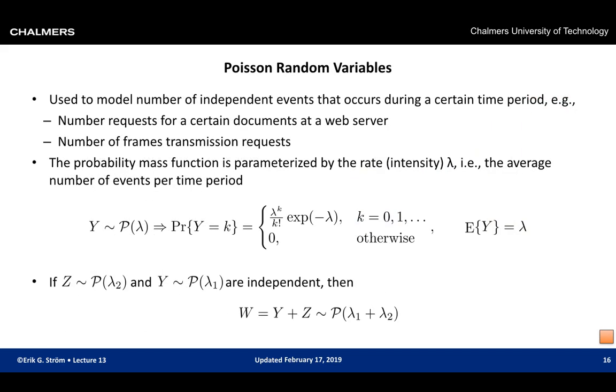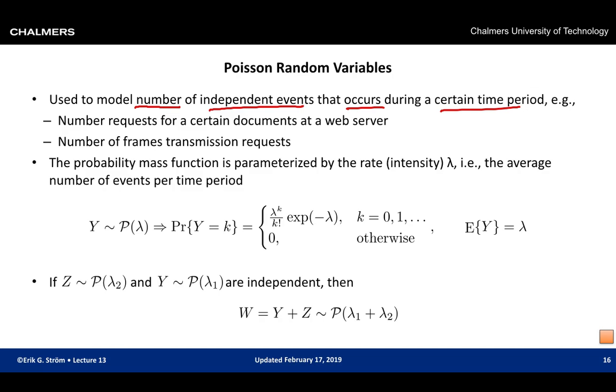Okay, now going back to Aloha, so is it any good? The first thing we need to do when we make an analysis here is to say something about the traffic, the lambdas which are offered to the channel, if you remember. So we'll make a small detour into Poisson random variables here. And Poisson random variables are used to model what? The number of independent events that occur during a certain time period.